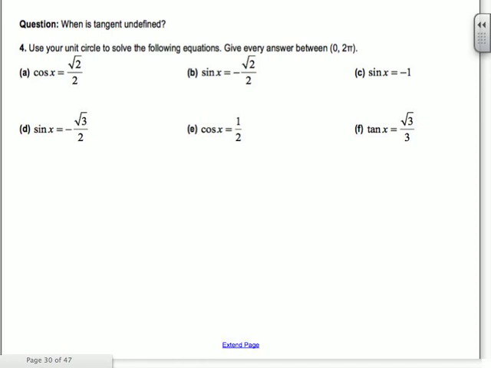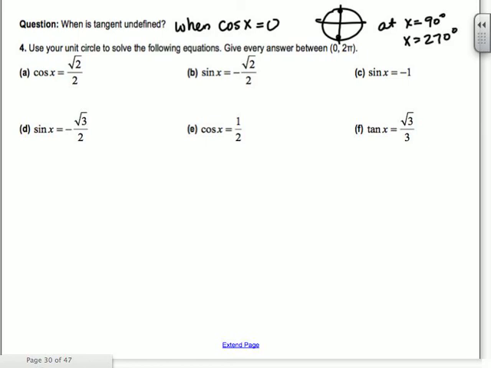All right, so when is tangent undefined then? When the cosine value is 0. Exactly. So when cosine of x equals 0, or cosine of theta, whatever you want to use. Okay, so that would happen when your x value is equal to 0 on your unit circle. So here and here. So that would happen at 90 degrees and 270 degrees. So both those places.